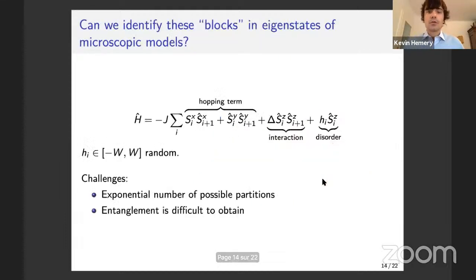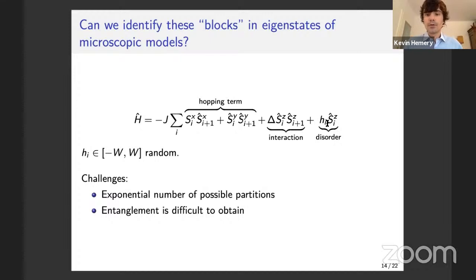Okay. So now to do this, first we study what can be called the Drosophila of MBL, right? Which is the XXZ disordered model, which is just a standard spin chain, right? With a hopping term. If you do Jordan-Wigner, then you get fermions hopping from side to side. Then you have the interaction terms with this delta factor in front. And if I take delta equals 0, I go back to the Anderson insulator.